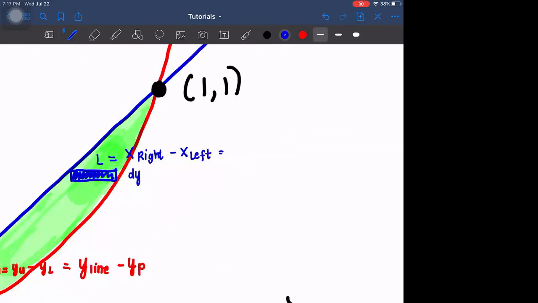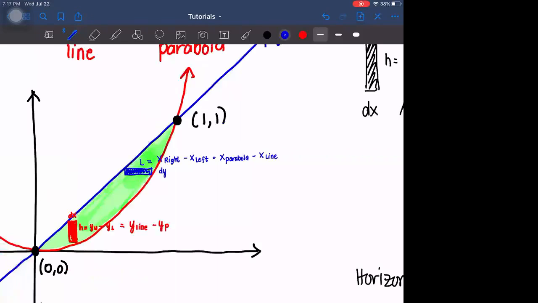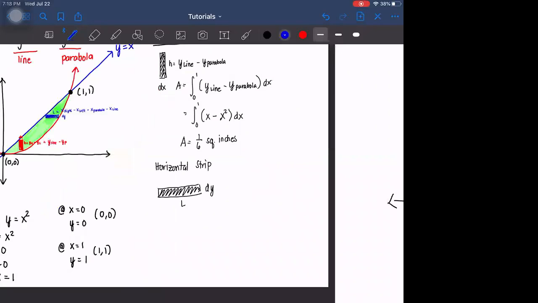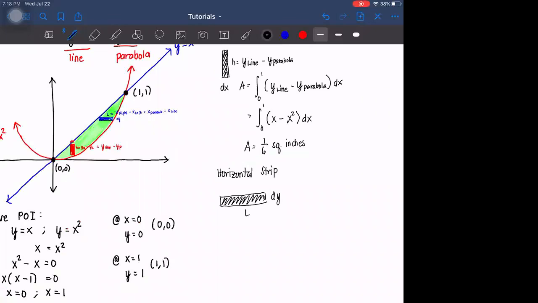The problem is when it is drawn, we don't know which is right or left. So, x of the parabola minus x of the line. Okay. So, our length here is equal to x of the parabola minus x of the line. So, area is equal to 0, 1. The limits change, right? As we go up. Okay, same thing. 0, 1, x parabola minus x of the line dy.